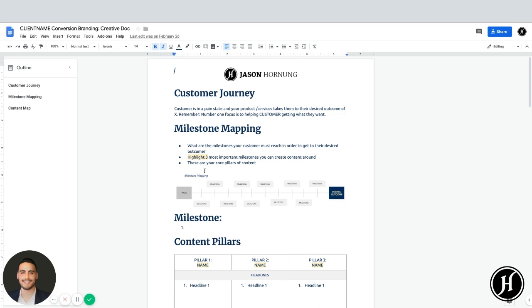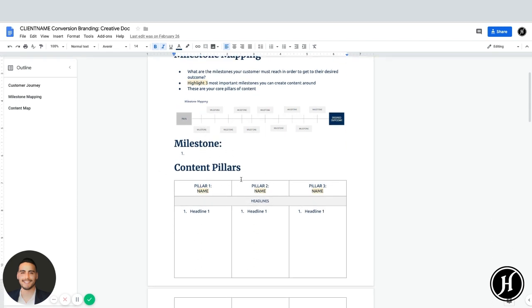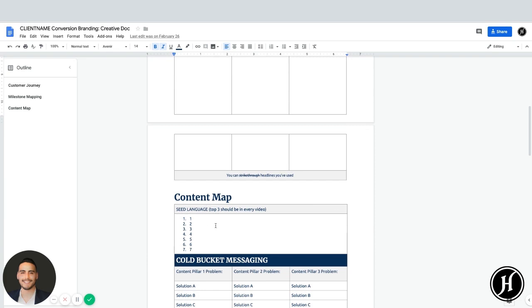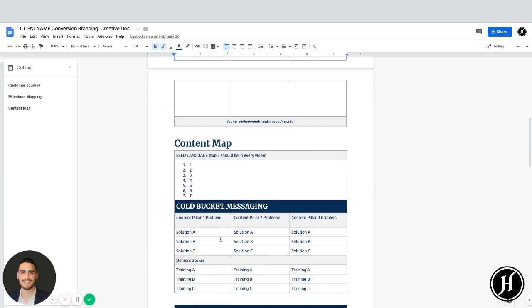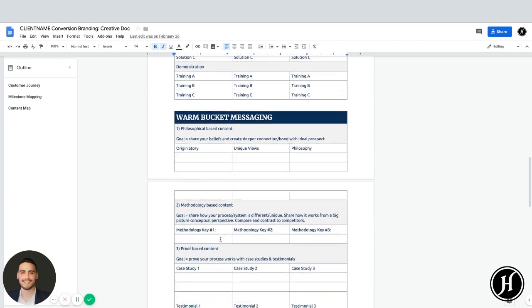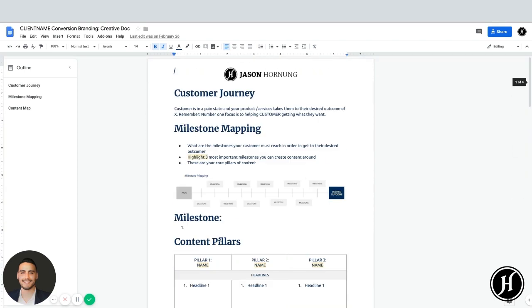So it's essentially three simple steps, and I'm not going to overcomplicate it. You map out the customer journey, then you map out what your content pillars will be around, and then you map out your seed language or keywords. Once you do that, you have leverage to create cold messaging, warm bucket messaging, and also offer-based bucket messaging. We'll show you how to do that.